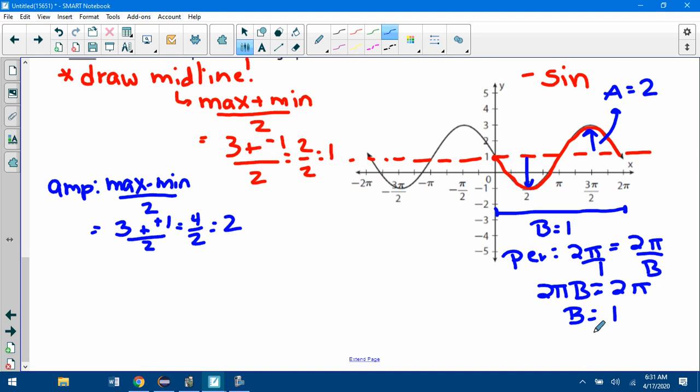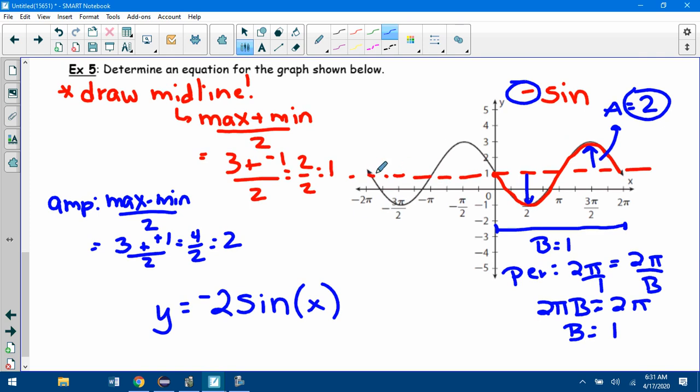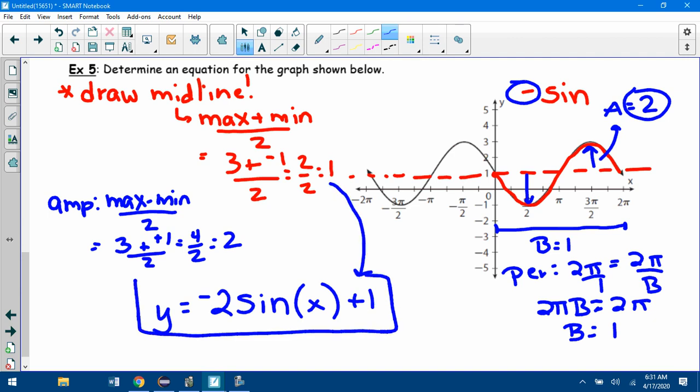So if I was just doing this like yesterday, it'd be y equals what's out front. It's a negative sine with an amplitude of 2. So -2 sine of b is 1. So you can write 1x or just x. That's where we would have stopped yesterday. But now also account for this midline. What needs to be on the end? Plus 1. Because the midline is 1. If you wanted to, you could check these answers too. You can always plug that into y1 and then set up your window like this and see if it matches. That's how you do that one.